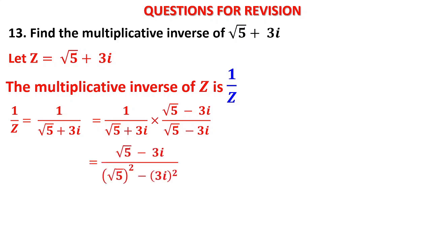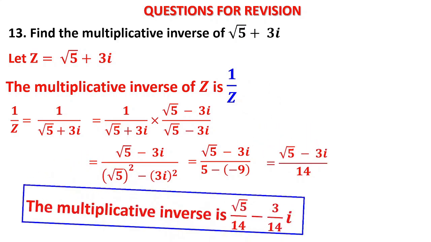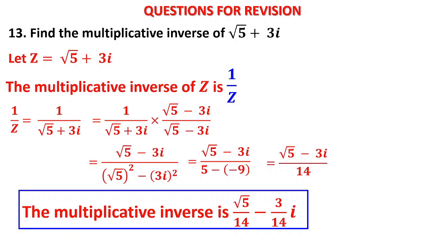In the numerator it is root 5 minus 3i. Denominator: a plus b into a minus b is a square minus b square. Therefore 5 minus of minus 9 will become 14. Now I can write it in the x plus iy form. Therefore root 5 by 14 minus 3 by 14 i. This is the multiplicative inverse.